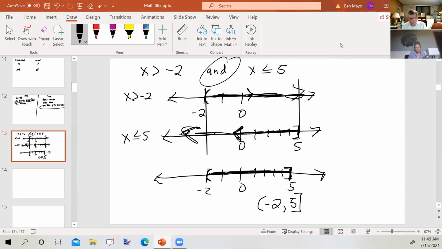So that's x goes from -2 to 5. The parenthesis means it's open. It doesn't include -2. The bracket means it's closed at that end. It does include the 5. Okay. So this is interval notation, and this is the graph. Any questions on that?